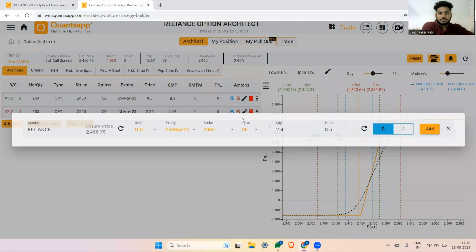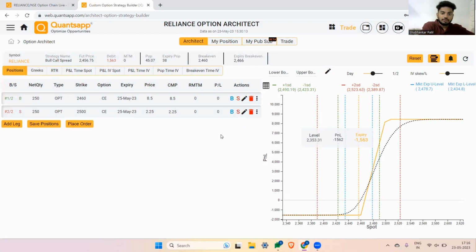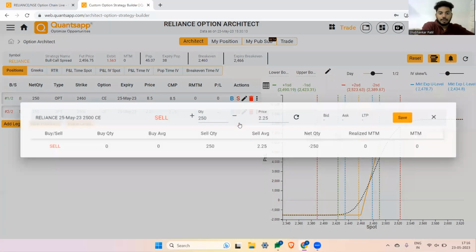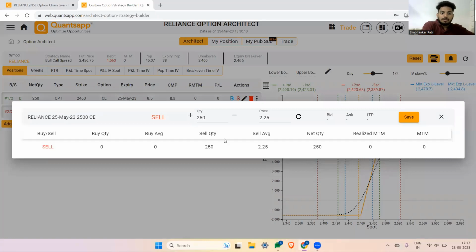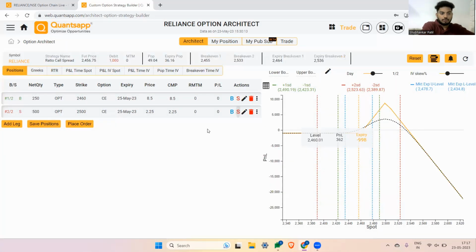Another type of strategy is that here you have bought one and sold one, so that creates a bull call spread. What is the ratio? If you sell more, right? I am selling more over here, more than one lot of the sold leg, which is 2500. This is called a ratio. You do this when you are closer to the expiry, when the theta is peaking at a faster pace. Now, what is the benefit of this strategy?